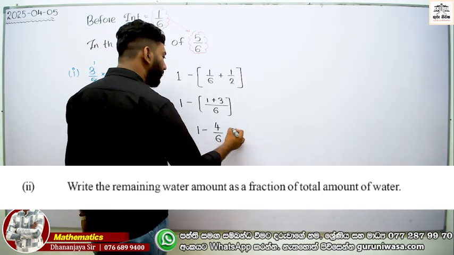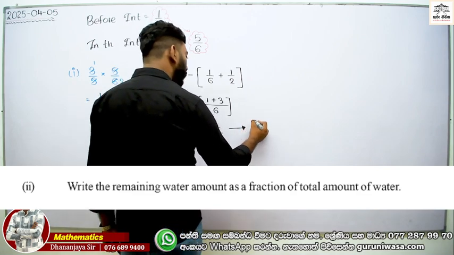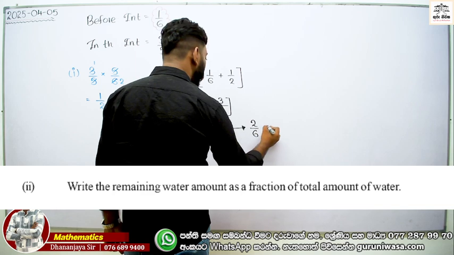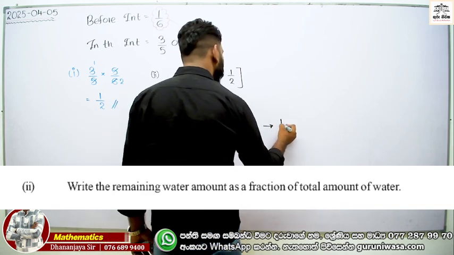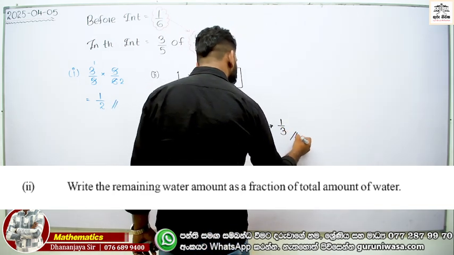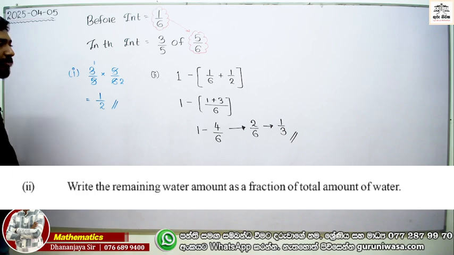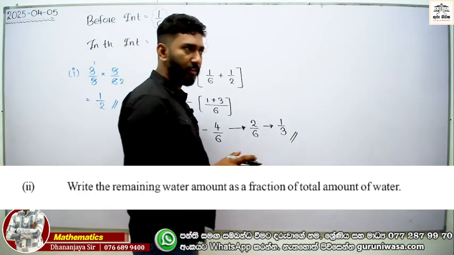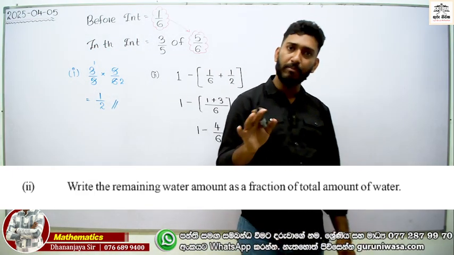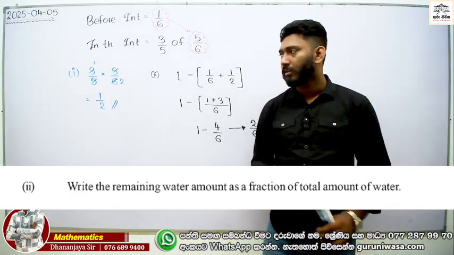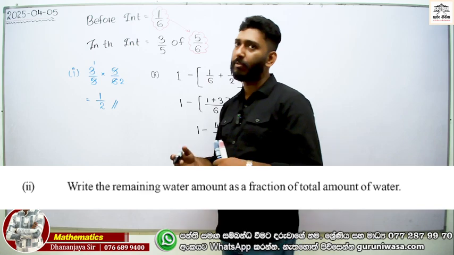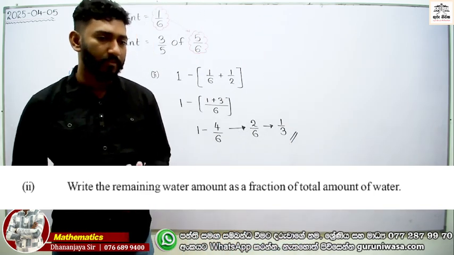Now you can simplify, then answer becomes 2/6, but you are correct. But you had to write as a simple form. Now this one becomes 1/3. This is the answer. Always check the answer, right? Check if that becomes a simple form or not, right? It's not a simple form. You have to simplify. අනිවාර්යෙන් කරන්න ඕනේ, right?